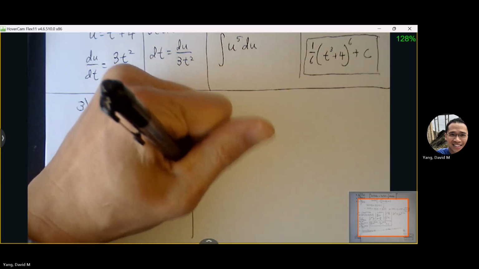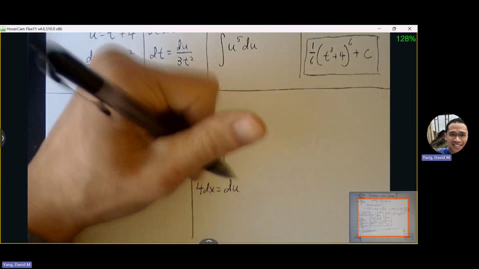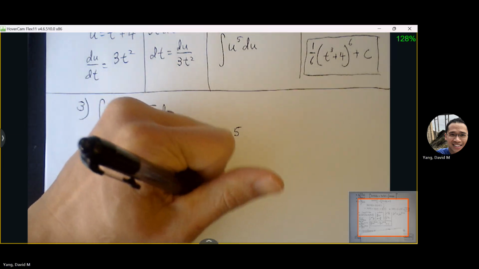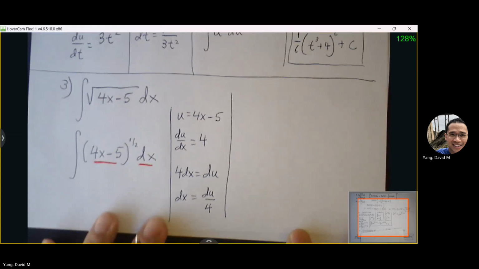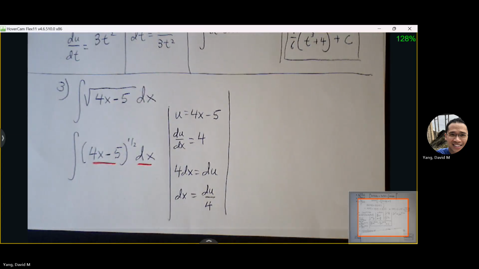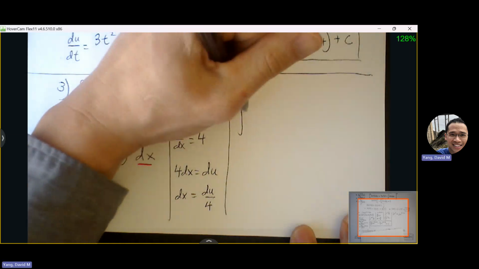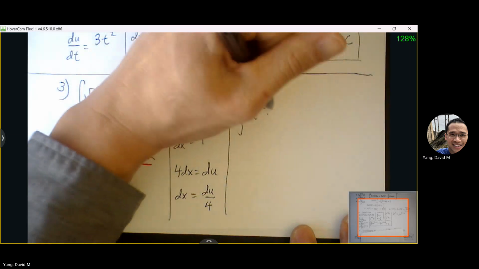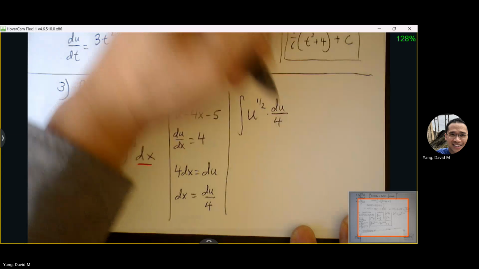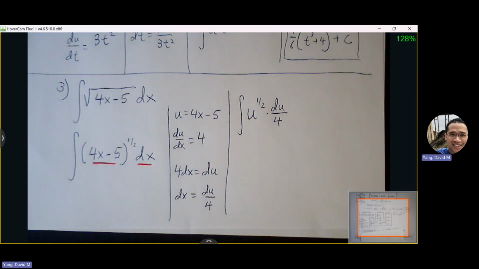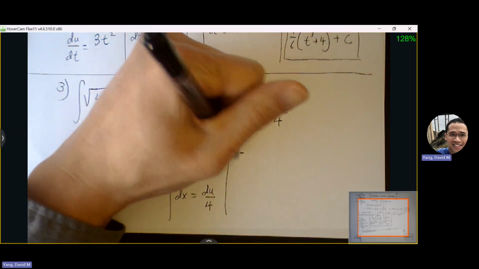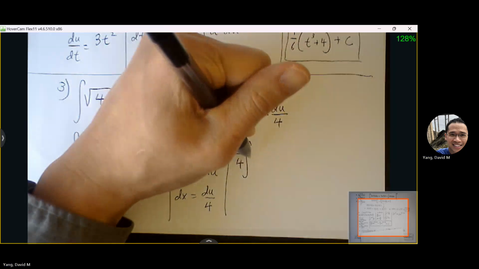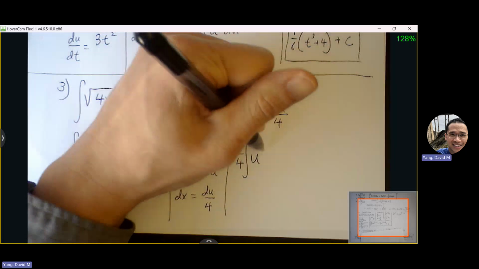Cross multiply. Solve for dx. Make your substitution. No x's left over. That's a good sign. But we do have to keep track of that 4. That 4 is in the denominator, so let's make sure that we know where that is. I'm going to pull that out as 1/4.